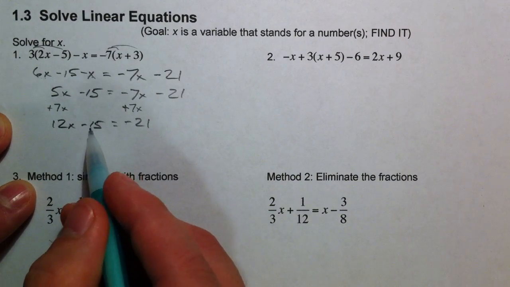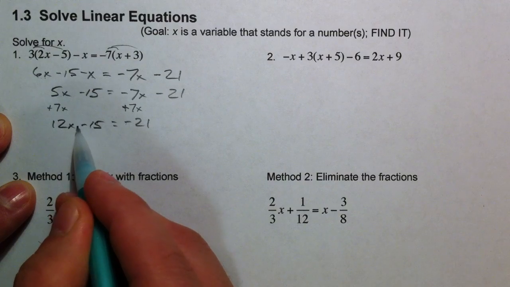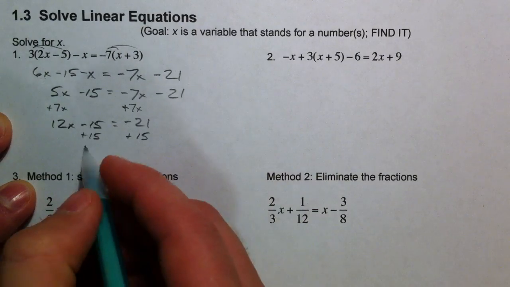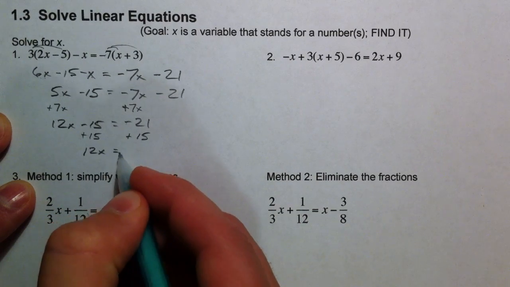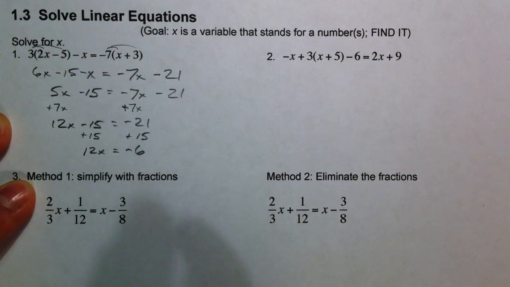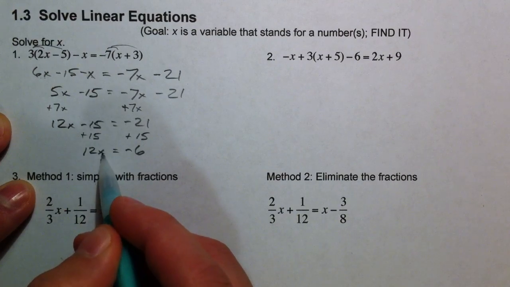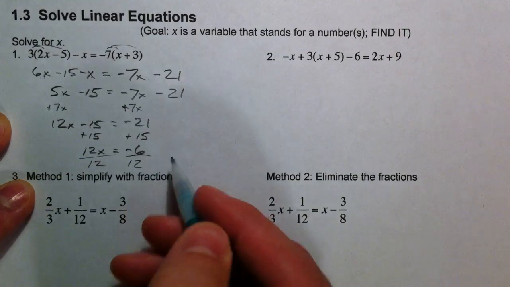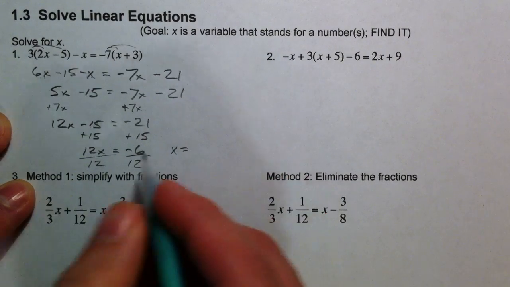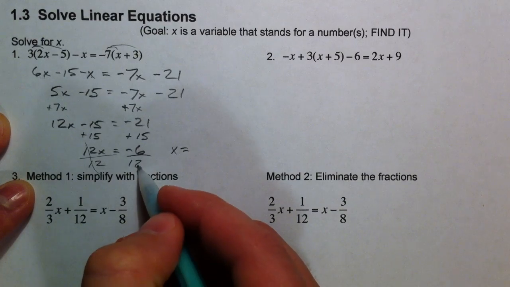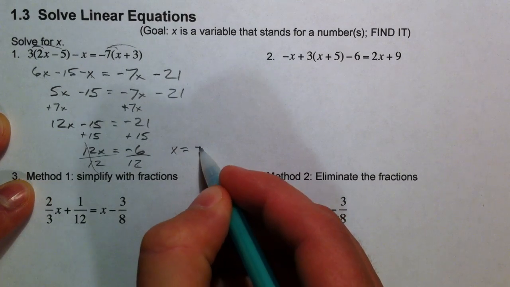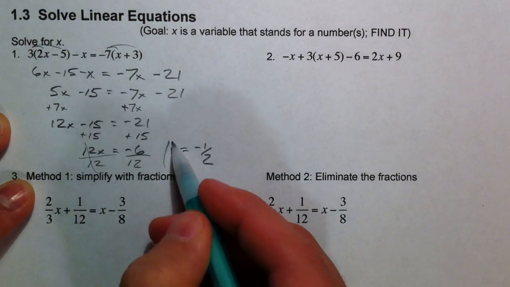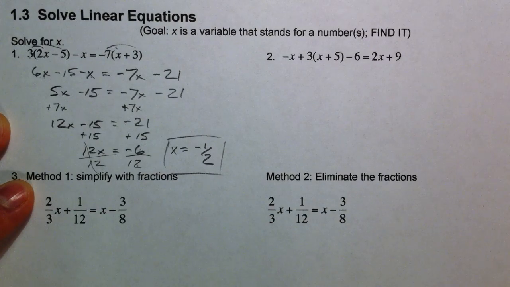But then at the same time, to get the 15 away from the x, we're trying to get the x by itself, we add the 15, and we get a negative 6. So, now, 12 times some number equals negative 6. So let's divide by 12 to get the x by itself, because that cancels out. So we get negative 6 over 12, and that reduces to negative 1/2, because you can take a 6 out of the top and the bottom. So negative 1/2 is your answer.